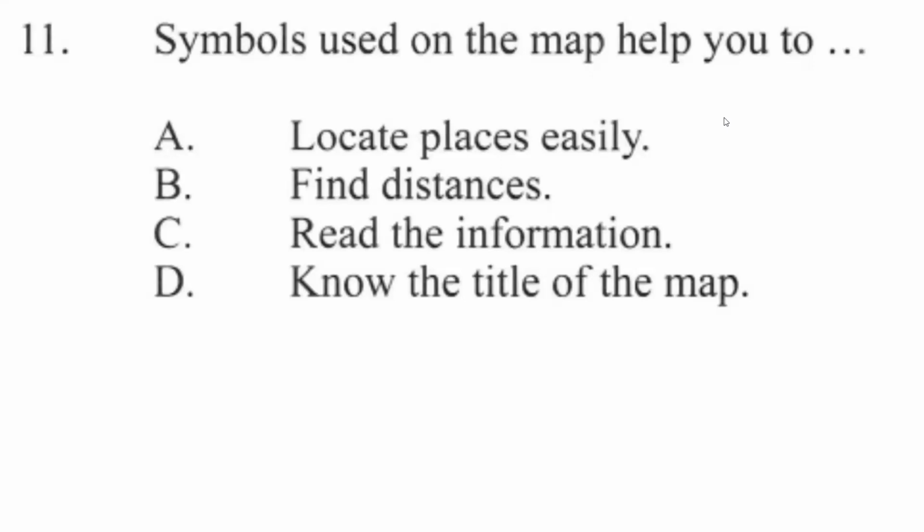Can I try? Locate place easily, A. Okay, that's what you think it is? Shion? Yes, sir. Okay, Taya, do you agree or disagree? I agree. Yes, I agree as well. It is A. So we use symbols on a map to help us to locate places easily. The correct answer here is definitely A.